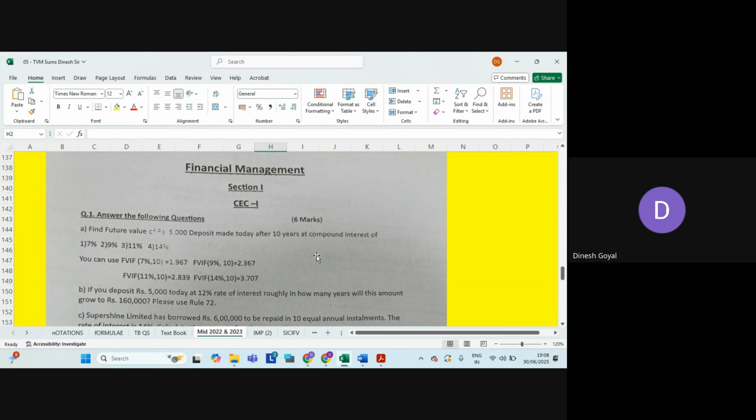They have given the values. I thought they had given options, but no, they have given the table values. Find the future value of rupees 5,000. 5,000 is the present value, right? N is 10 years. And compound interest of 7%, 9%, you have to find the future value.